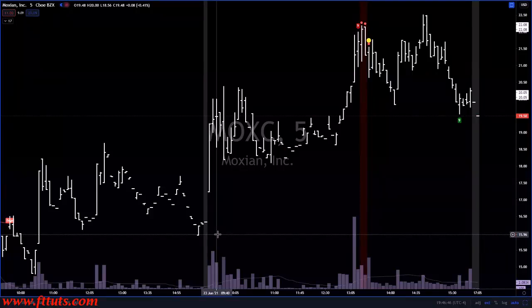And you don't want to play that stuff anyway, because a lot of times when the big move happens all at once, there's a big shakeout that follows that you're not going to be able to sit through anyway.